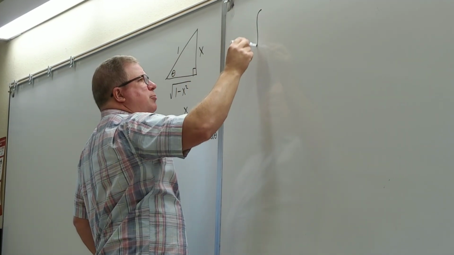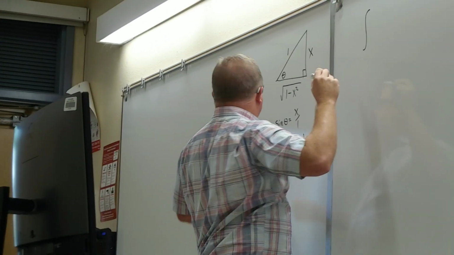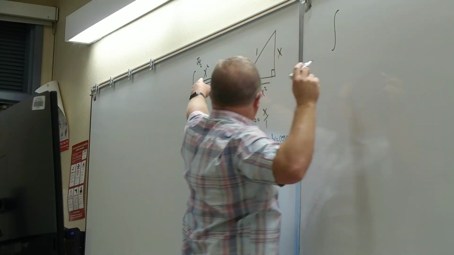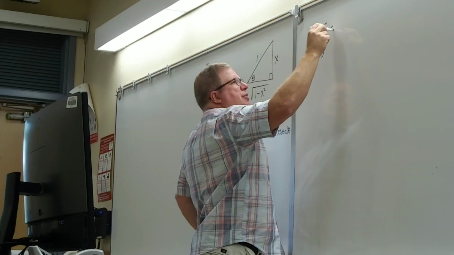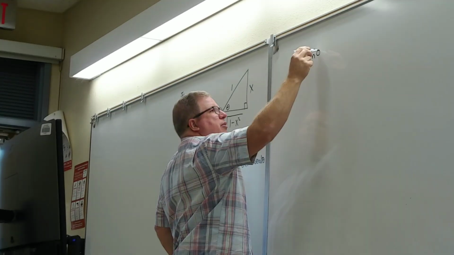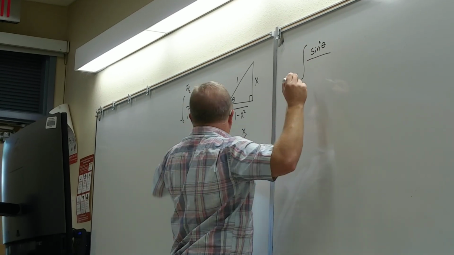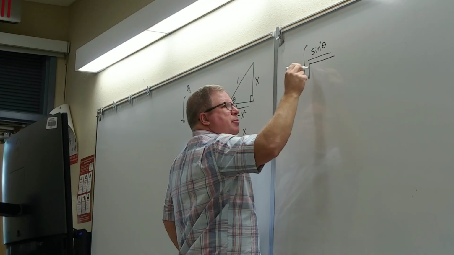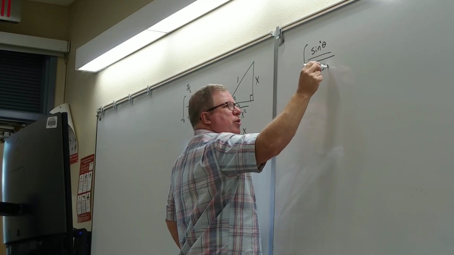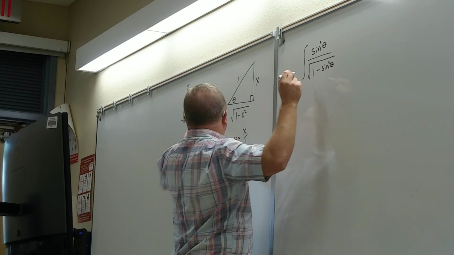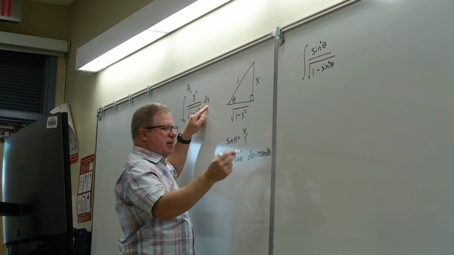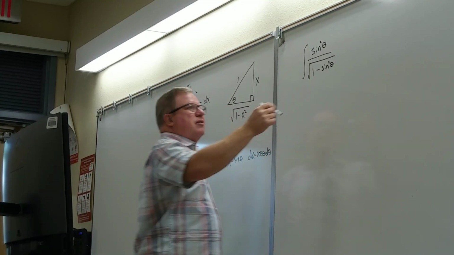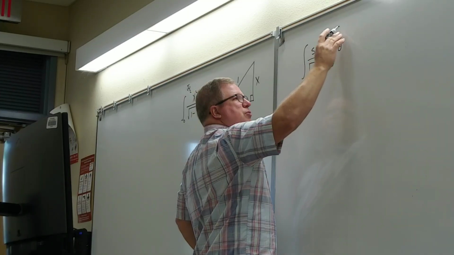We'll adjust the bounds in a moment, but let's put this stuff in. So x is sine theta, so x squared will be sine squared theta. We have 1 minus x squared inside the root, so that'll be 1 minus sine squared theta. And we have dx, and dx is cosine theta d theta.